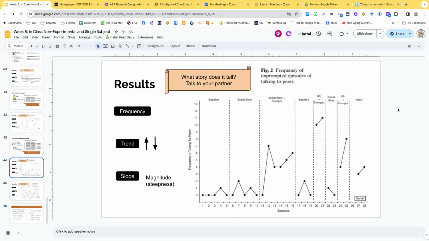I mean, yes, by the end, during the maintenance period, he's not at 0, but I don't know. It didn't seem like a super effective intervention.